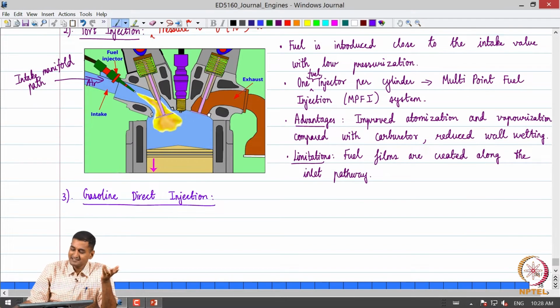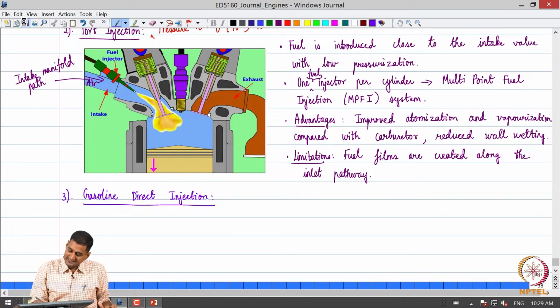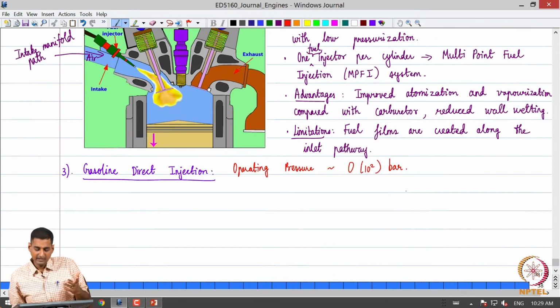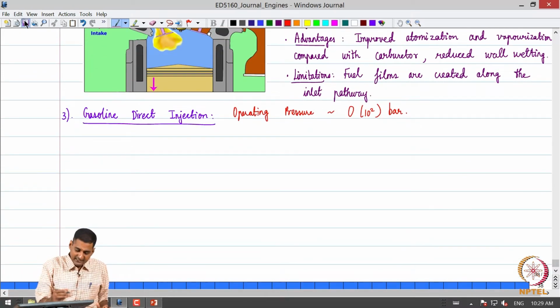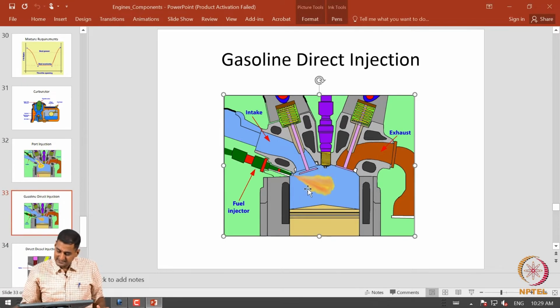So, what is gasoline direct injection when we compare it with port injection? I am going in a sequence so that we compare one with the other. Here in a gasoline direct injection system, the operating pressures increase. Now, they are of the order of 10 power 2 bars, hundreds of bars. So, what happens in a gasoline direct injection system?